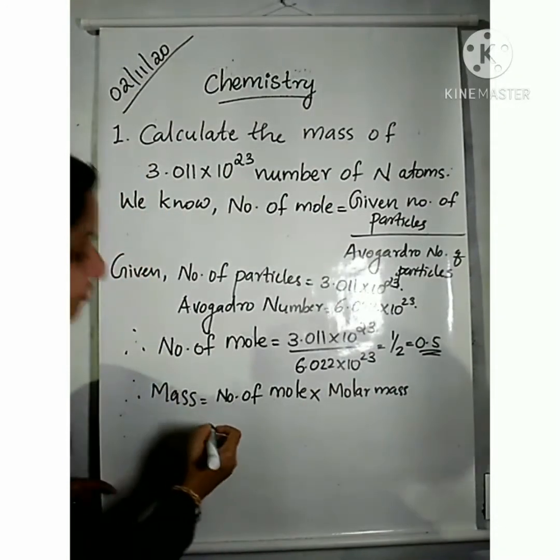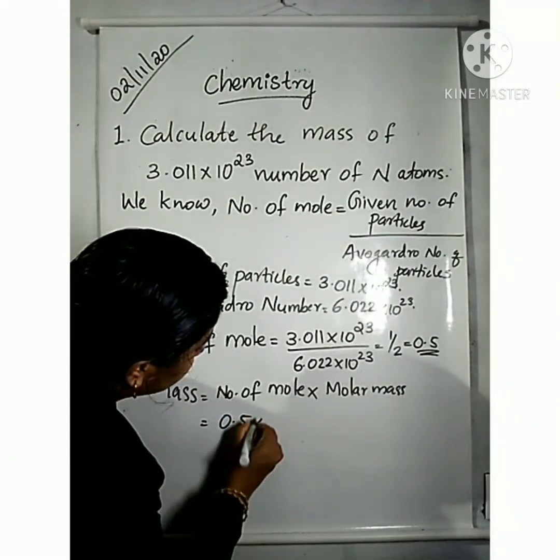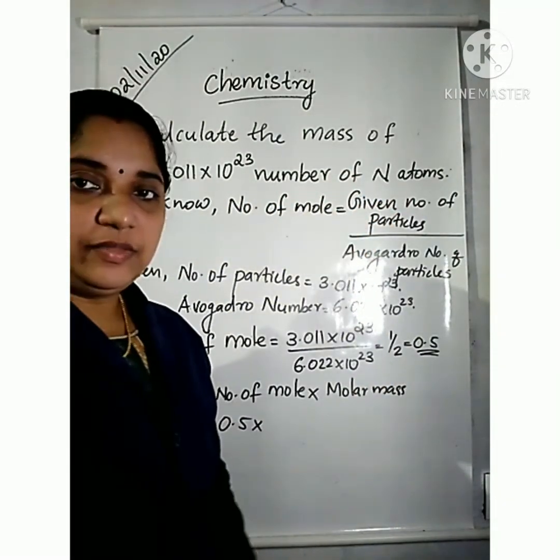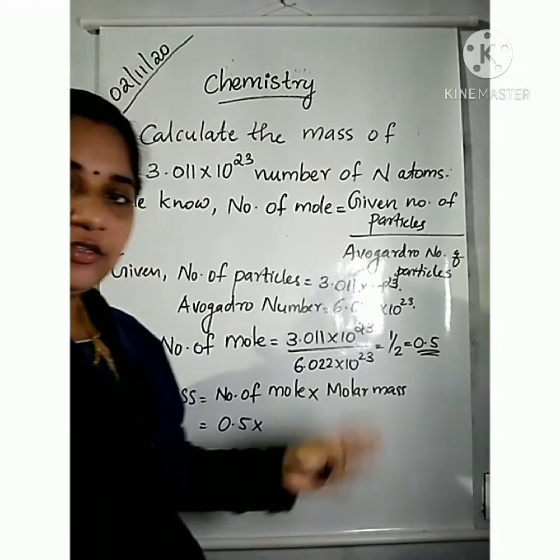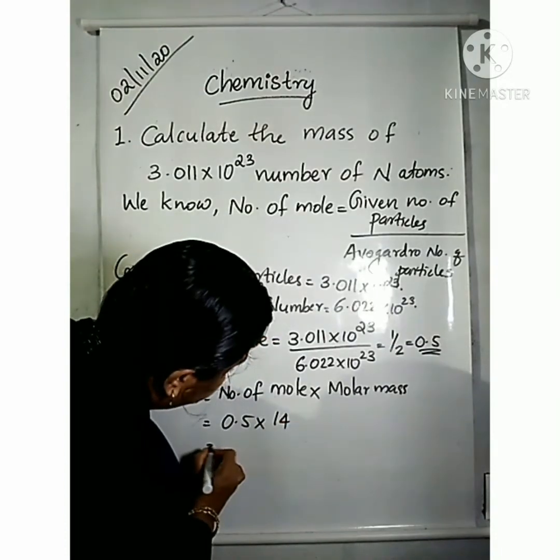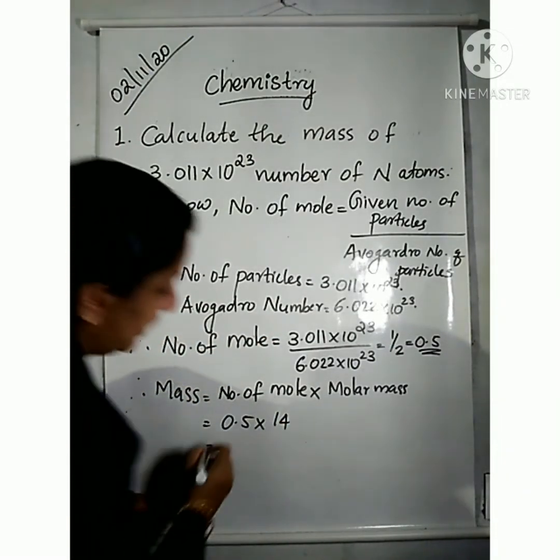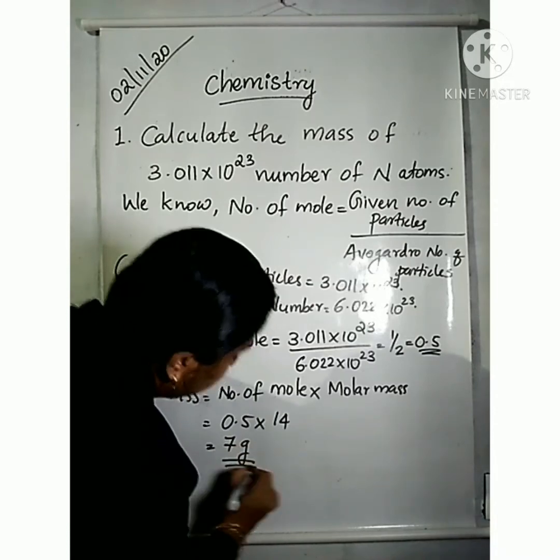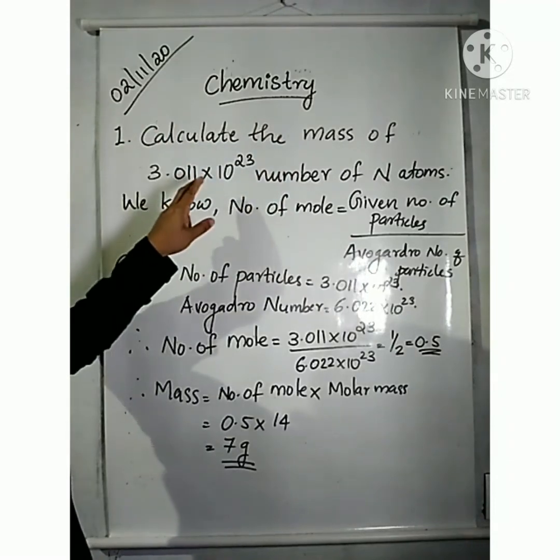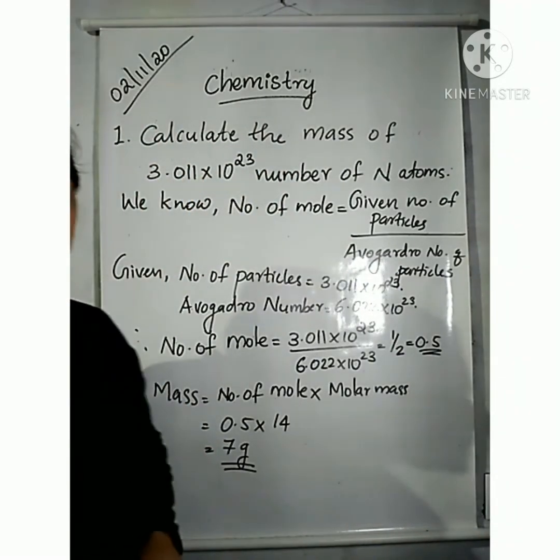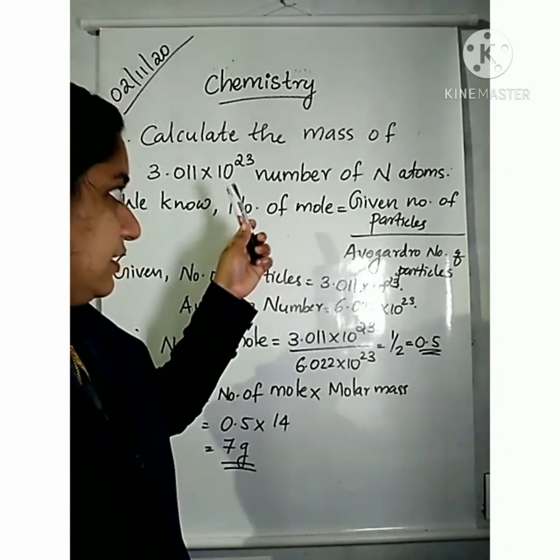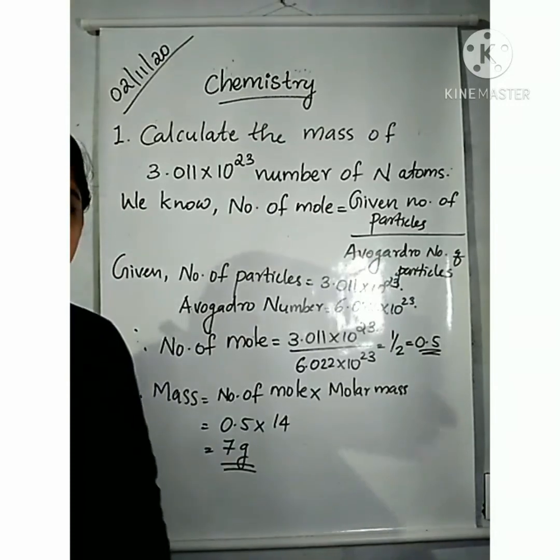Then number of mole is 0.5. Then the molar mass of nitrogen atom equals its atomic mass. That automatically is 14. Molar mass of nitrogen atom is 14. Then again we get 7 gram. This means half mole, so its weight is equal to 7 gram. That is similar to the last example.